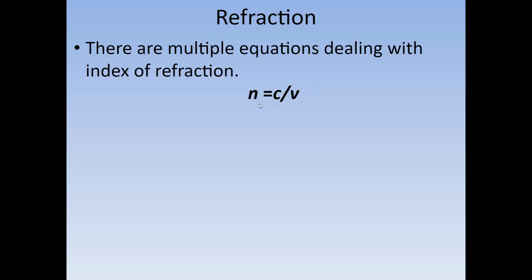So, for example, if we are using diamond, n is 2.42, the c value will still be 3 times 10 to the 8th. It's constant. Hence the c. But the v is going to refer to the speed of the light in the diamond. The second one is this, n2 over n1 equals v1 over v2 equals lambda 1 over lambda 2. This is meant for when you have two different mediums.